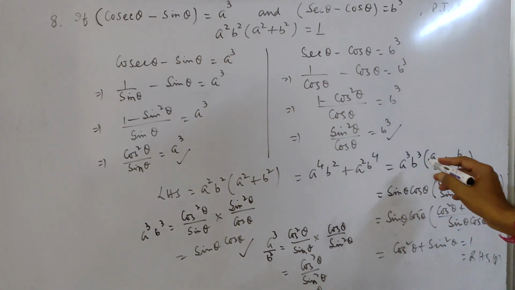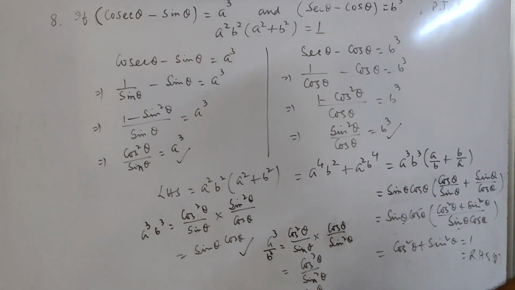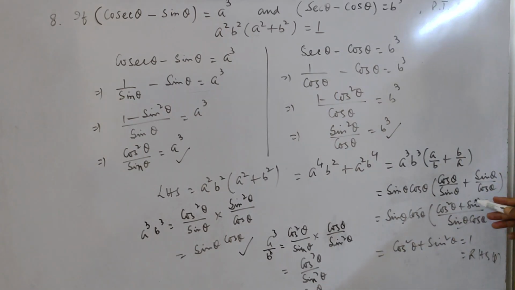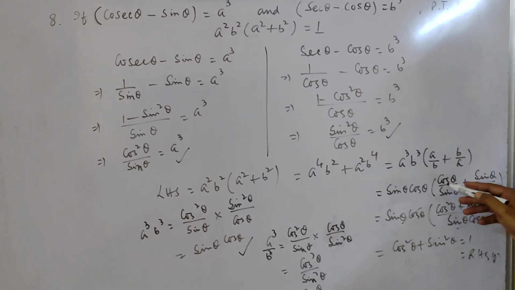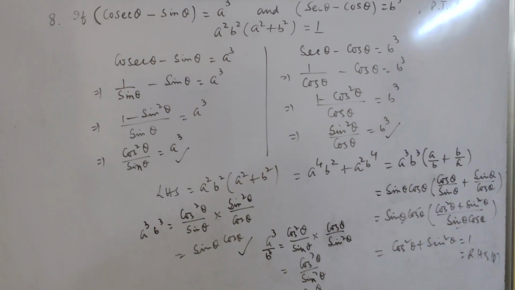Now a cube b cube is equal to sin theta cos theta. Just put a by b is equal to cos theta by sin theta, and b by a is equal to just reverse, sin theta by cos theta. Now LCM is sin theta cos theta. Now cos square theta plus sin square theta, these two are cancelled out, so it is 1. Fine.